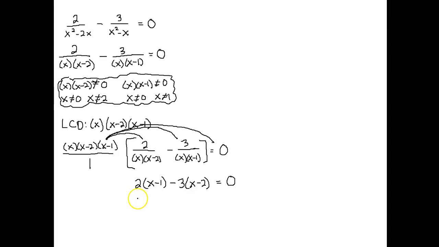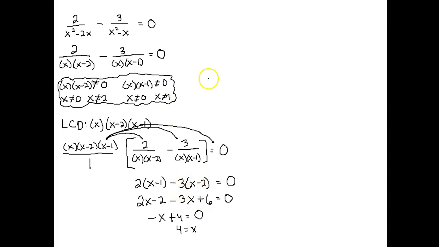Okay, so let's solve. Distribute your 2, distribute your minus 3. Okay, 2x minus 3x is negative x. Minus 2 and plus 6 is plus 4. Just add x to both sides. x equals 4.